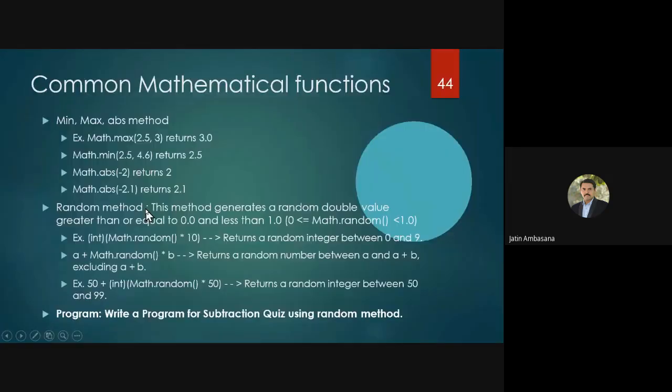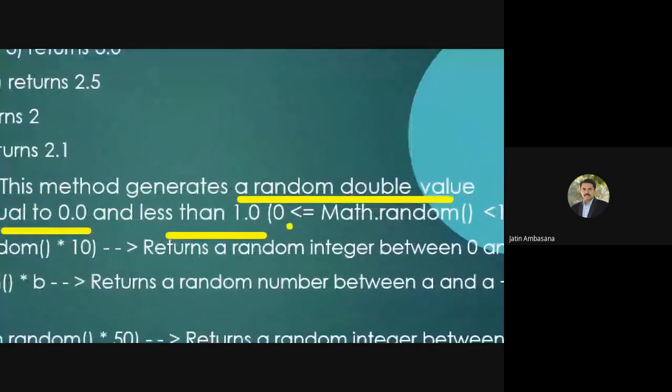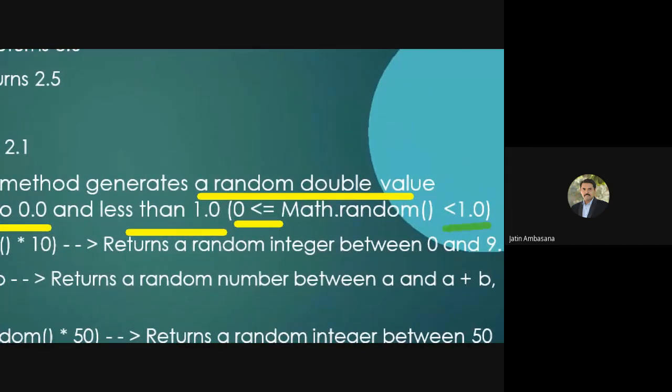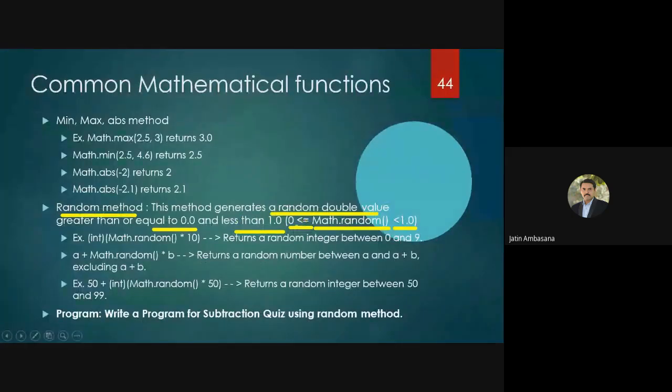Now there is a random method. This is a very popular method. You can use this random method to generate a random double value. Remember, it generates random double values, which are greater than or equal to 0 and less than 1.0. So whatever number is returned by Math.random is in this range of 0 to 1.0.